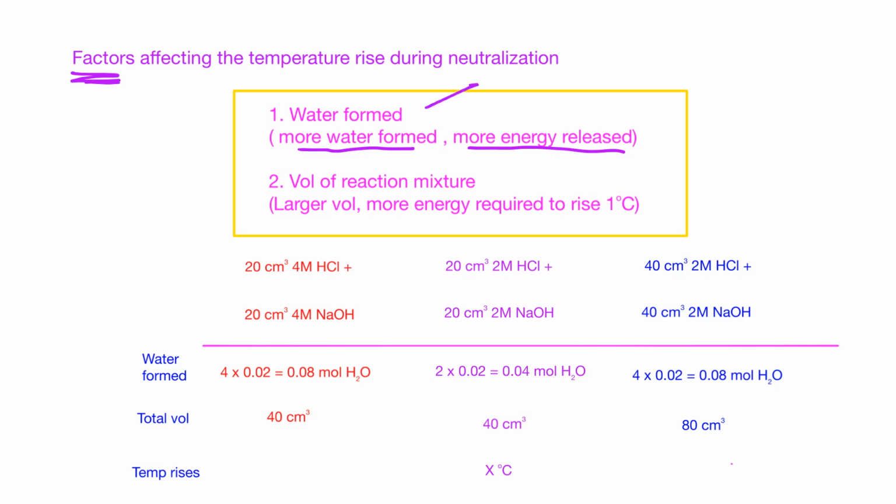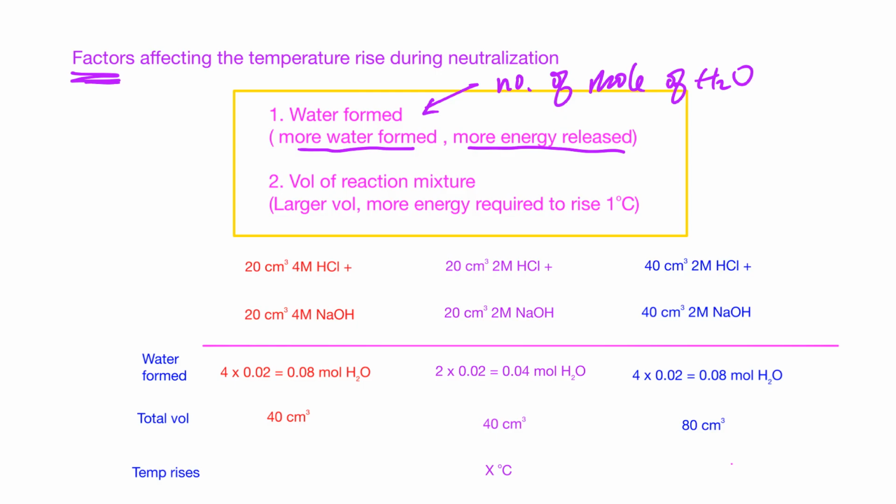How can we know the water formed? You calculate the number of moles of H2O. Roughly, you can know how much water will be formed, and then you'll know whether there is more energy released in the modified experiments or not.